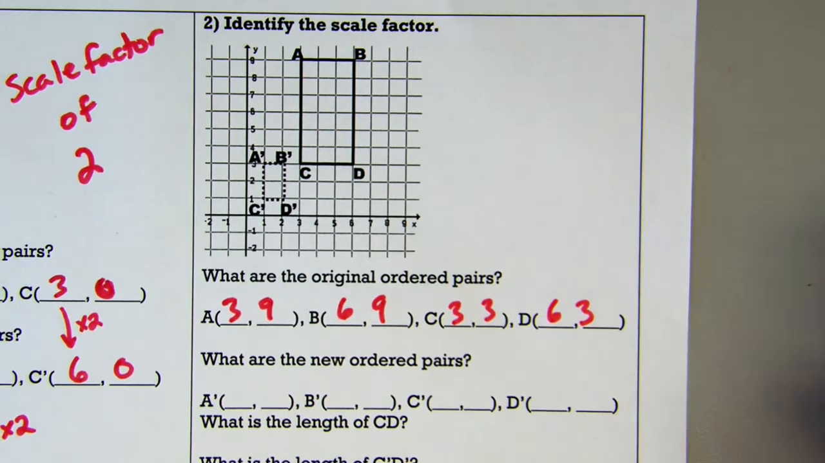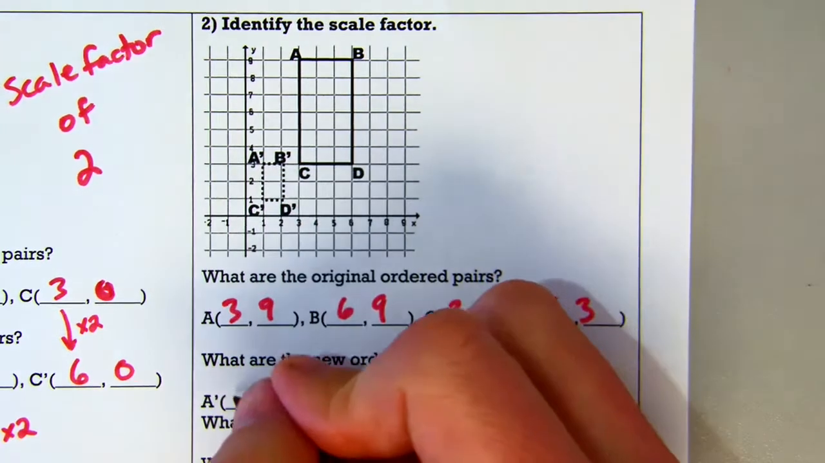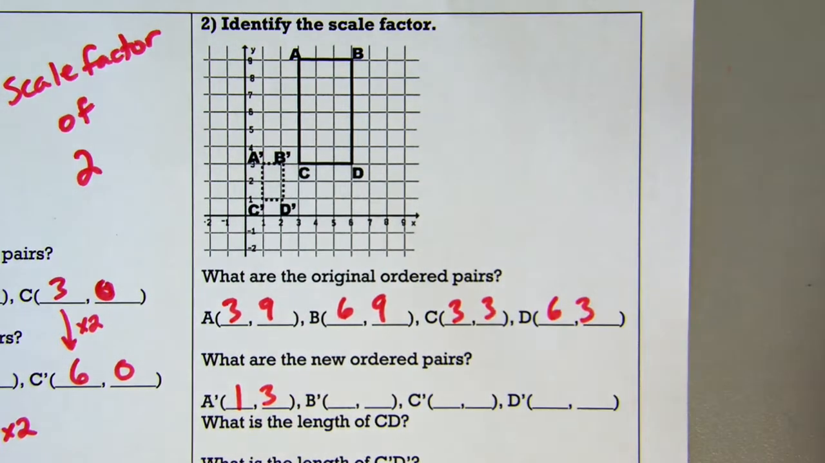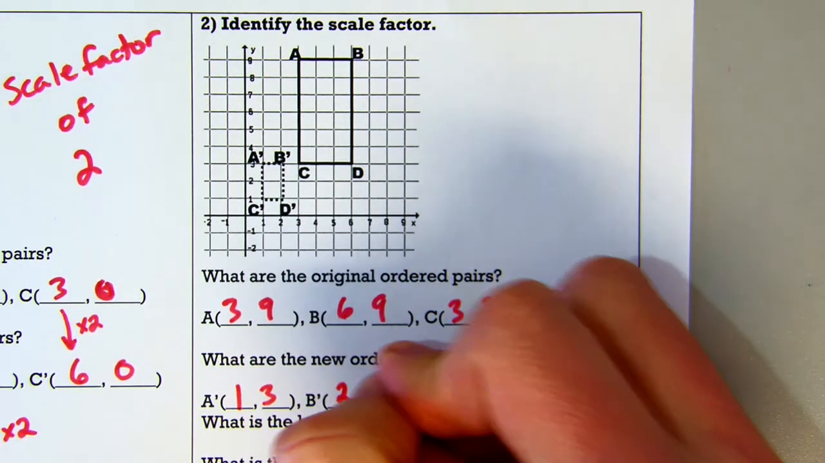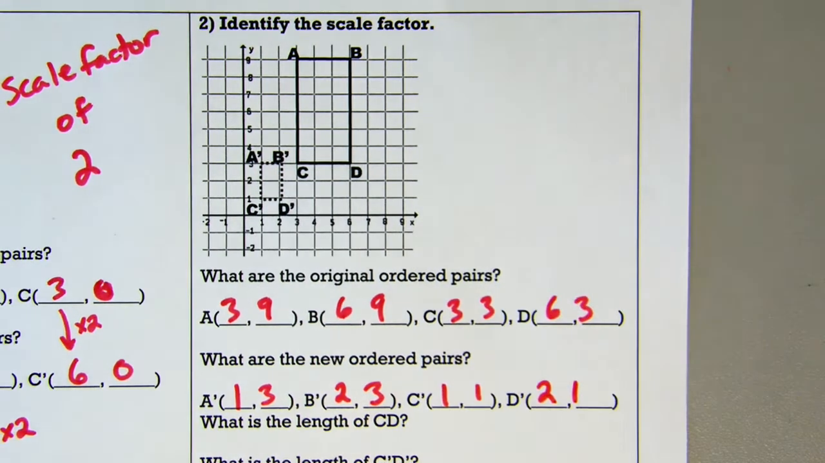Let's go to our A prime now to see our new ordered pairs. A prime is 1, 3. B prime is 2, 3. C prime is 1, 1. And D prime is 2, 1.